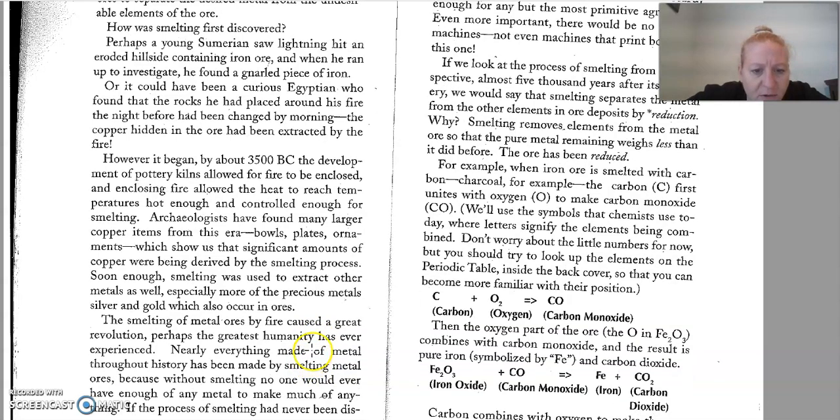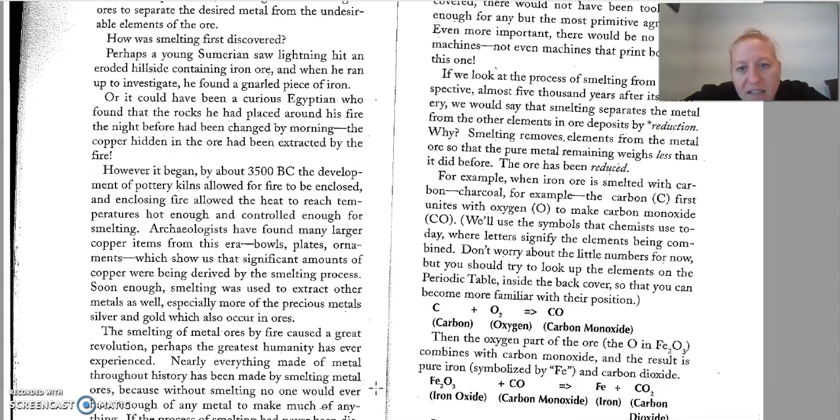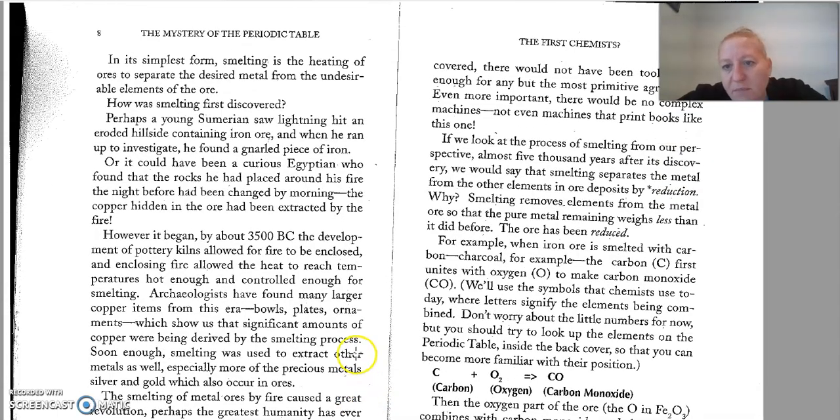The smelting of metal ores by fire caused a great revolution, perhaps the greatest humanity has ever experienced. Nearly everything made of metal throughout history has been made by smelting metal ores, because without smelting, no one would ever have had enough of any metal to make much of anything. If the process of smelting had never been discovered, there would not have been tools sturdy enough for any but the most primitive agriculture. Even more important, there would be no complex machines, not even machines that print books like this one.